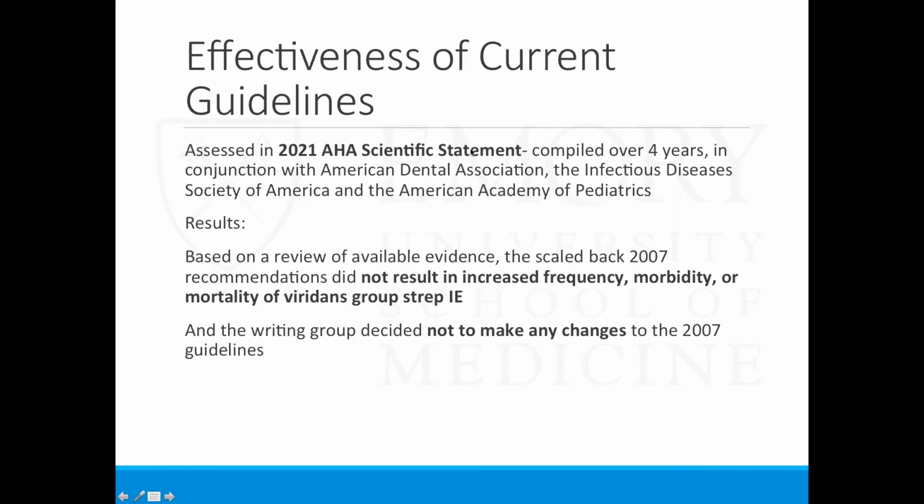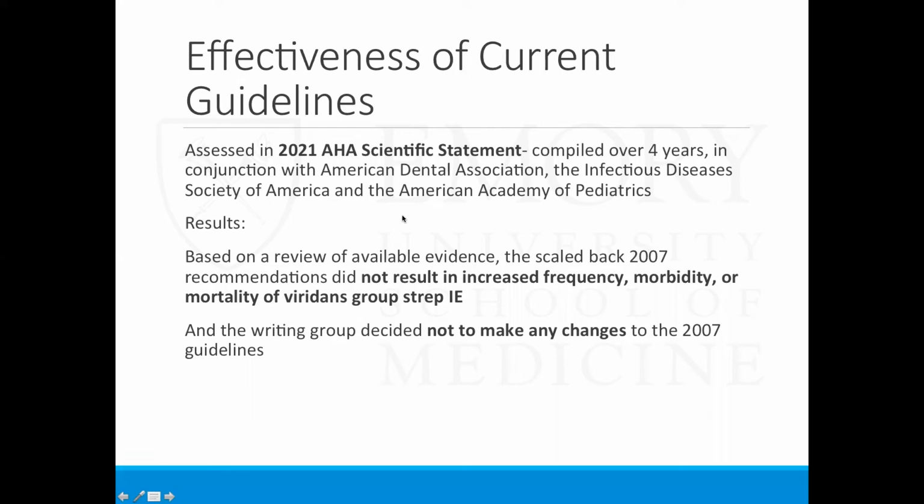And then the most recent statement by the AHA is a 2021 scientific statement. It actually didn't update any of the recommendations. Its goal was to look back and see if the changes made from 1997 to 2007 actually resulted in worsening outcomes from Viridans group strep endocarditis, or increased frequency of morbidity or mortality of this type of infective endocarditis. So, looking to see if scaling back these recommendations actually resulted in increased cases of infective endocarditis or not.